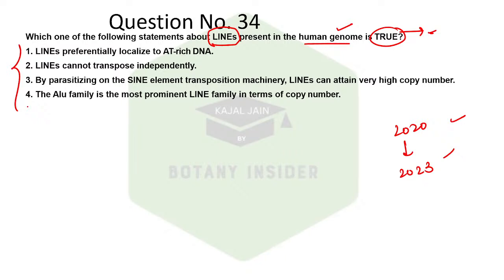Done, everyone. Mark the answer for the question. This is related to your transposons. The first statement is, LINEs preferentially localize at the AT-rich DNA. Then LINEs cannot transpose independently. Then, parasitizing on the LINE element's transposition machinery, SINE can attain a very high copy number. And the fourth one is the ALU family is the most prominent SINE family in terms of the copy number.